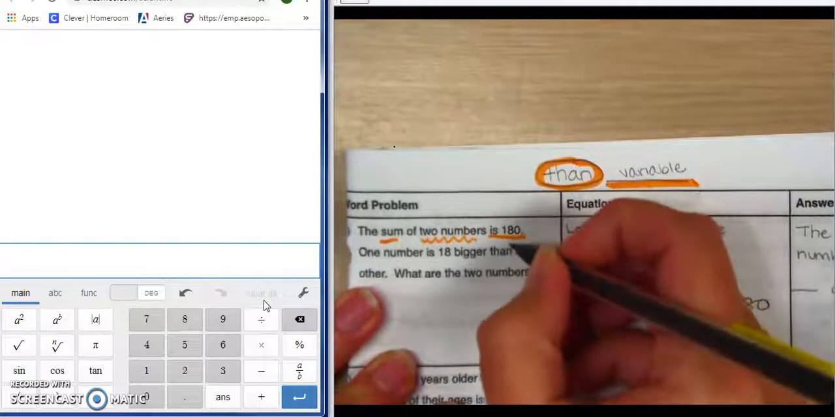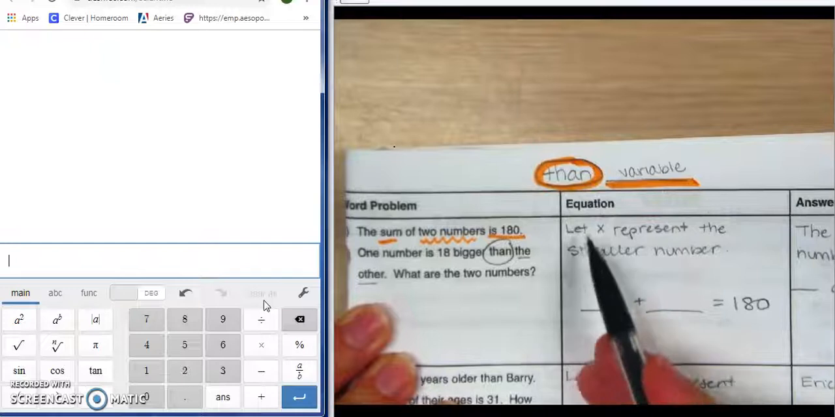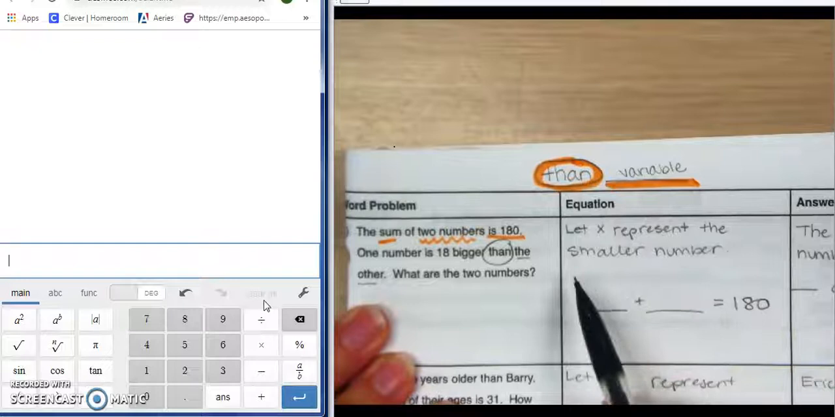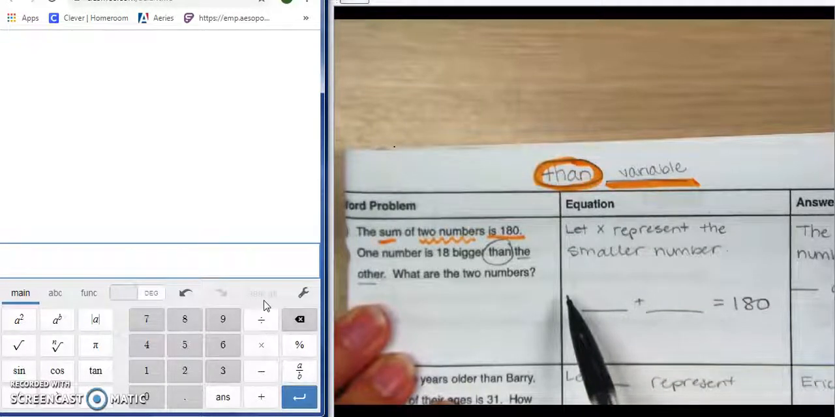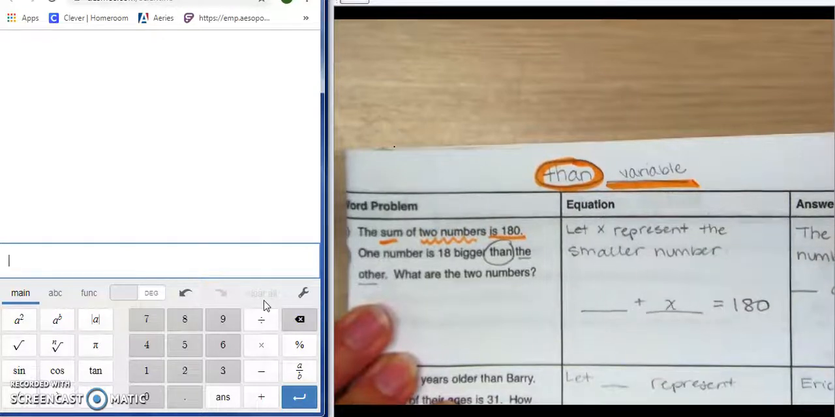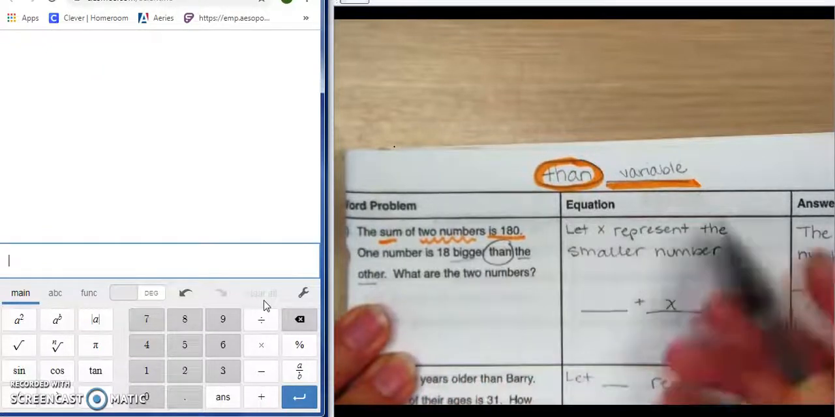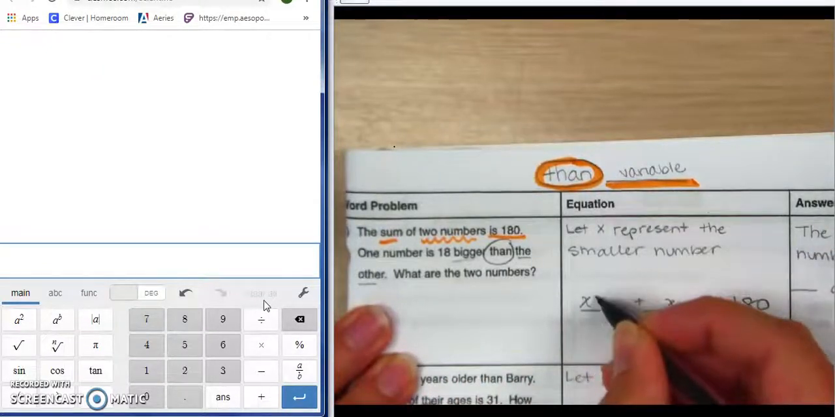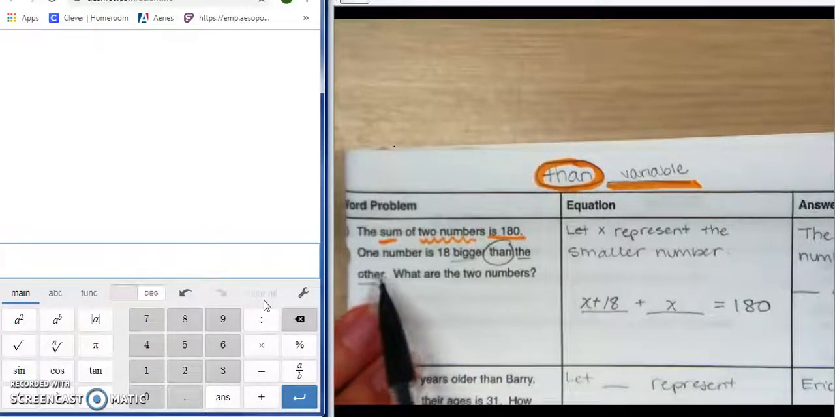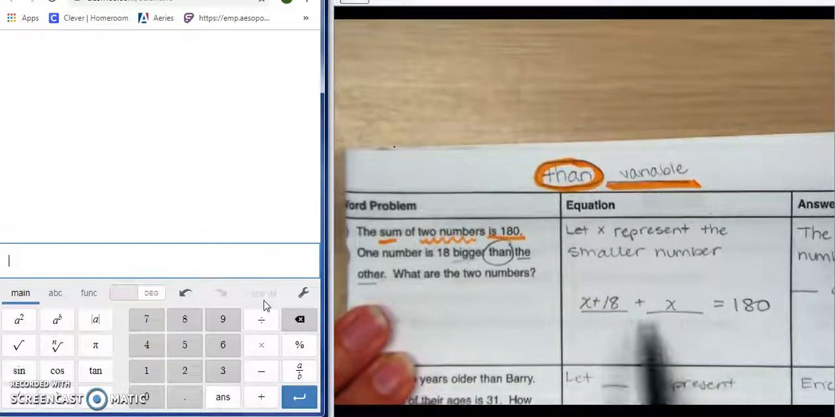So 18 bigger than the other number. So we're going to let x represent the smaller number or the other number. Here's what I mean. One number is 18 bigger than the other number. So the other number gets the x, and then we apply on what it says here. One number is 18 bigger than that one. So that means the first number must have been that plus 18. Again, one number is 18 bigger than the other. That means they started with this one and then added 18.